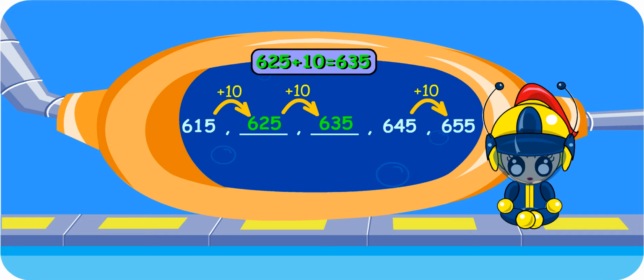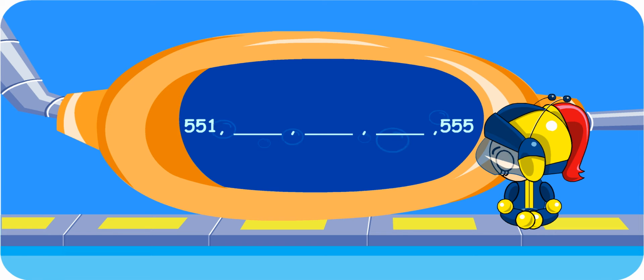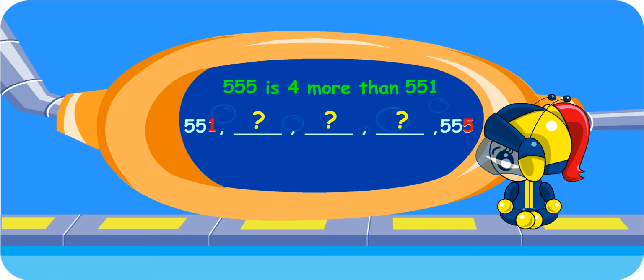Clever girl. Now, look at this set of numbers. Can you fill in the blanks? I can try. In this sequence, 551 is the first number and 555 is the fifth number. The fifth number is 4 more than the first number. Only the ones digits are changing. Seems like they increase by 1. Why don't you try to count on by ones, Turbo Girl?